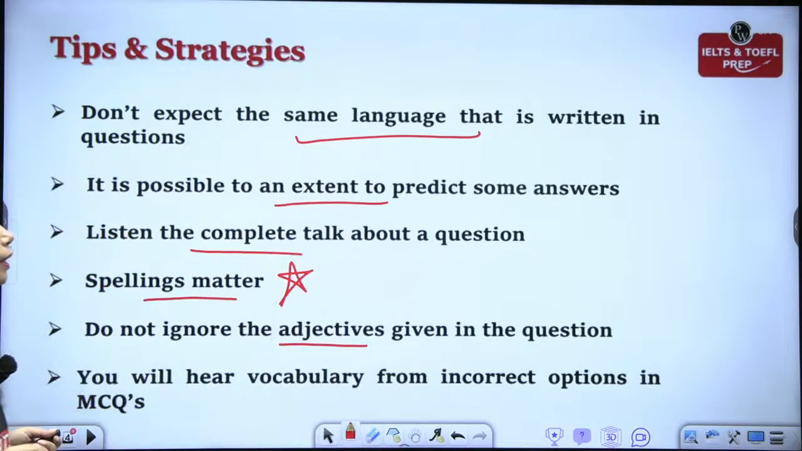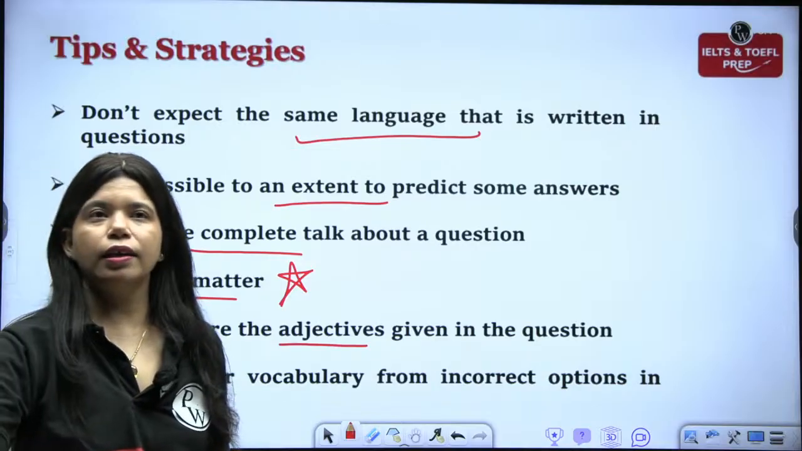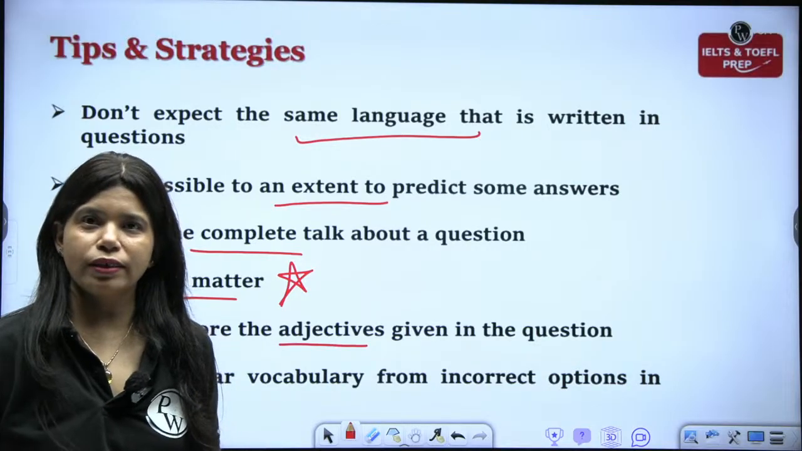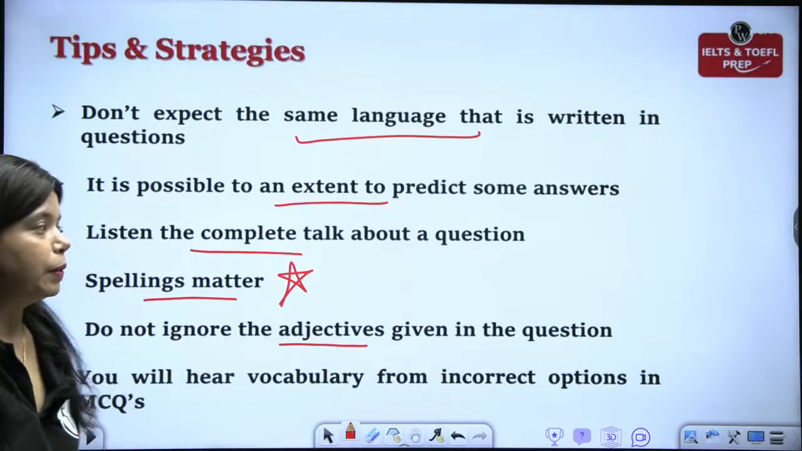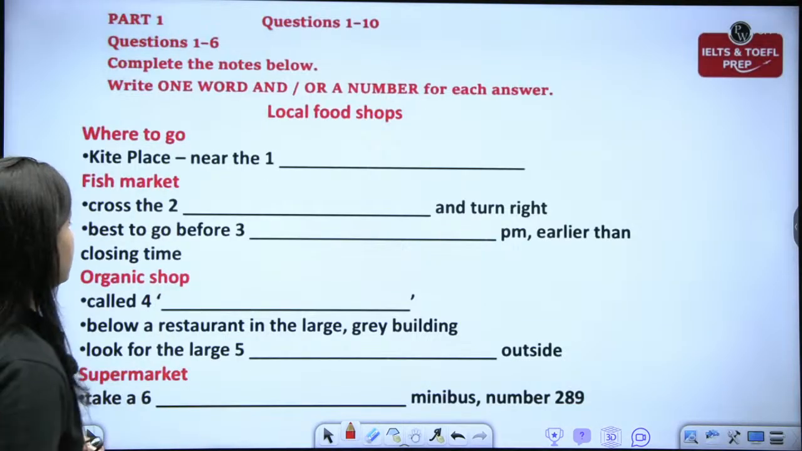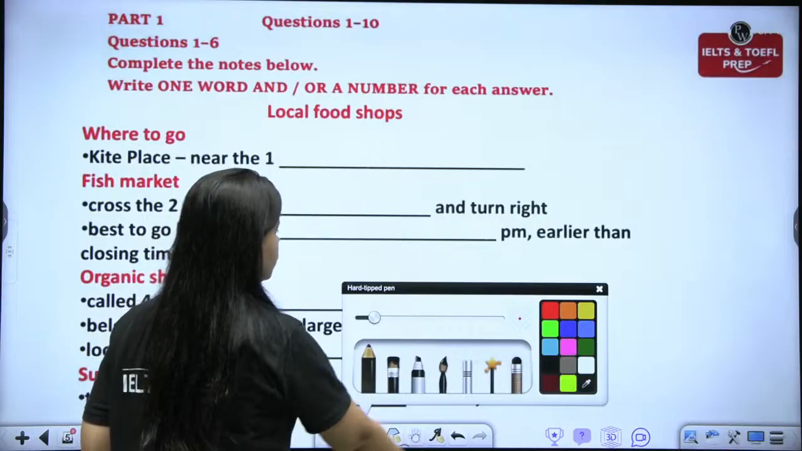Okay. Now let's get started, guys. And let's take a look at the questions first. Let's highlight the keywords together and then we'll dive deep into it. Okay. So look at the questions over here.